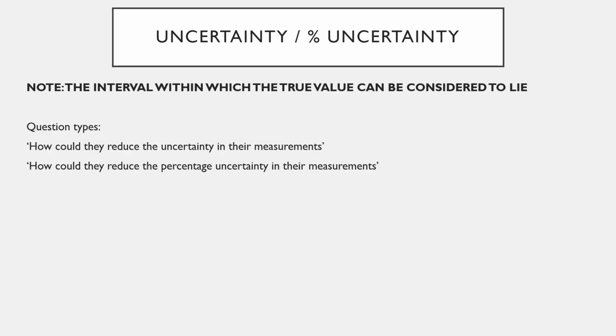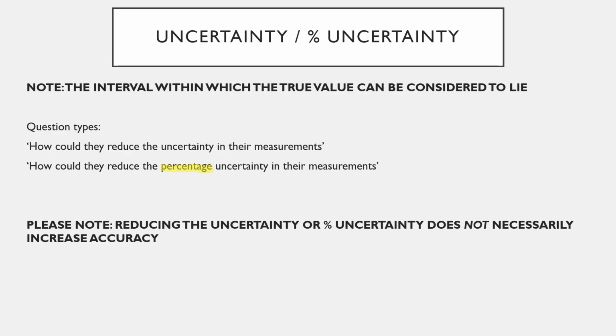And be very careful and read that very carefully. Because if there's a percentage there, it's a whole host of different things that you have to do. So uncertainty is much more difficult to reduce. Percentage uncertainty is relatively easy to reduce. Please try not to say that reducing the uncertainty or the percentage uncertainty improves your accuracy, because it does not.